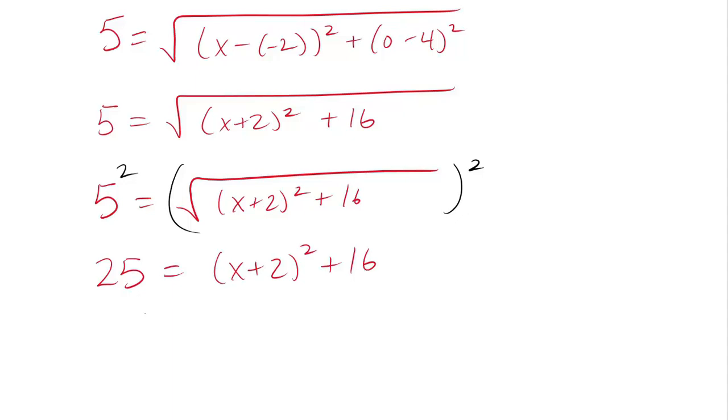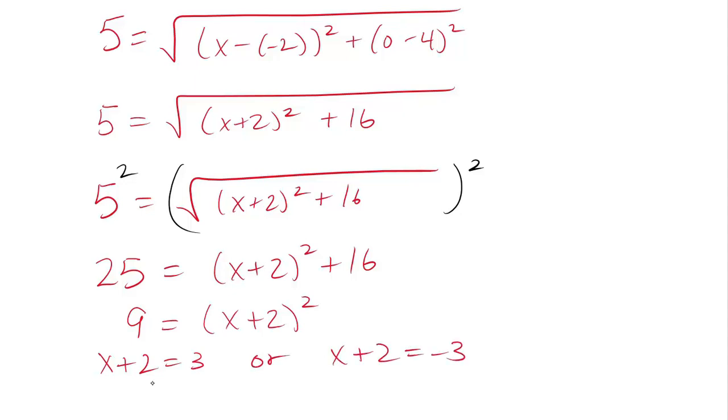I'm going to subtract 16 from both sides. 9 equals (x + 2)². Now I consider cases. 9 has 2 square roots, positive 3 and negative 3. So x + 2 equals 3, or x + 2 equals negative 3. Solving each equation, we get that the x-coordinate could be 1 or negative 5.